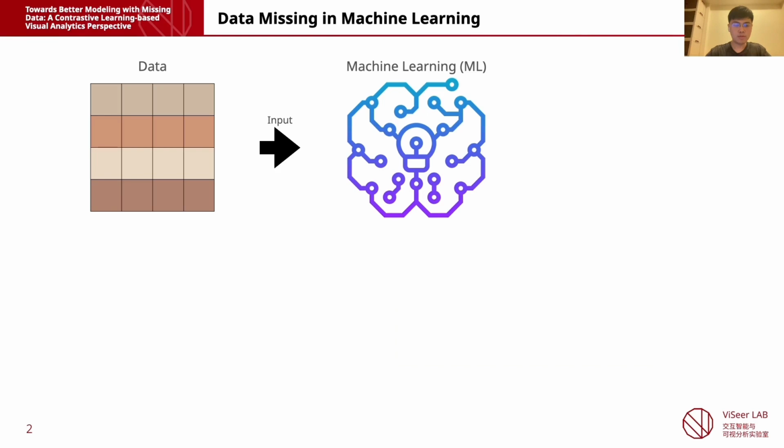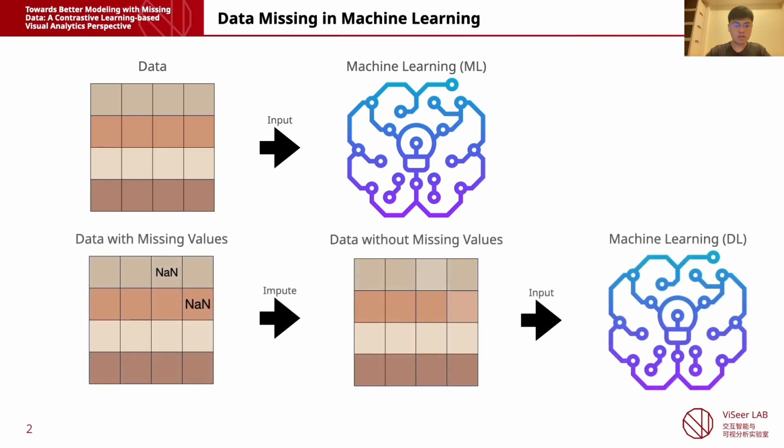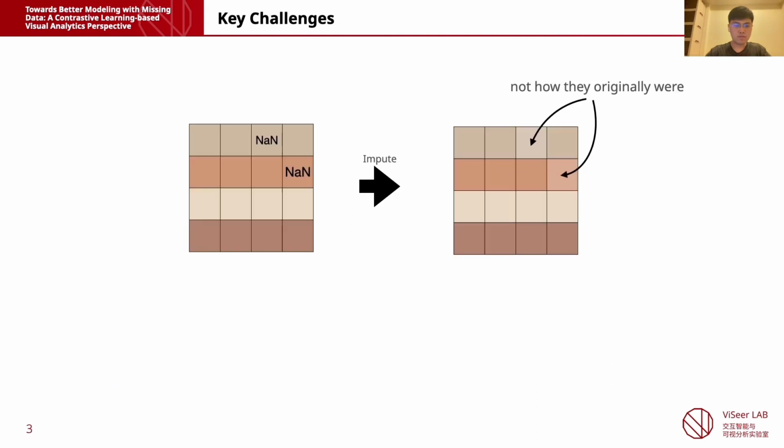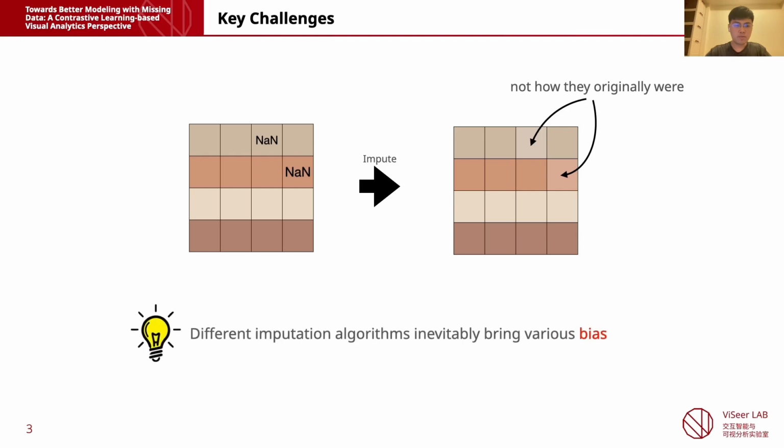We typically input a data set to train a machine learning model. In practice, some values in the data set might not be recorded and are represented as null. The data fed into the ML models is imputed to ensure there are no missing values. However, the imputed values are estimated by algorithms and differ from their original counterparts. Regardless of how robust the imputation algorithm may be, they inevitably introduce bias.